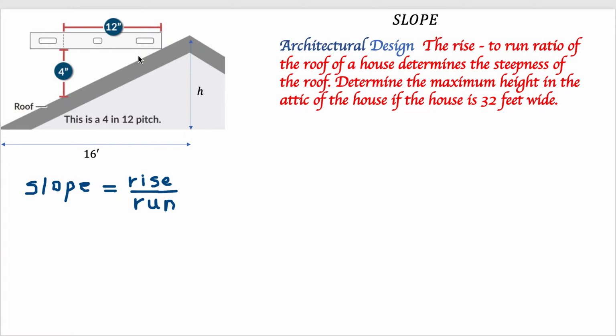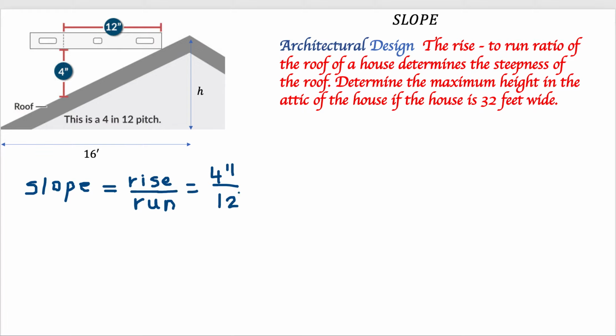We already know the steepness, the slope, according to the numbers indicated in the figure. The run is 12 inches, and the rise is 4 inches. So here we can write 4 inches, because the rise is 4 inches, divided by 12 inches.